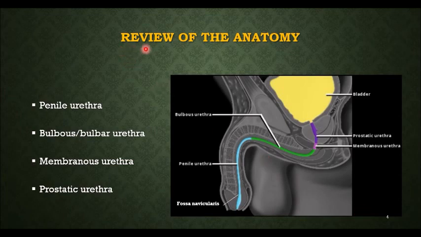This is a review of the anatomy. We have primarily four parts of the urethra. We have the penile urethra, the bulbar or bulbous urethra, the membranous urethra, and the prostatic urethra, and here we have the urinary bladder. Most anteriorly in the penile urethra, we have the fossa navicularis, where we dilate our Foley catheter so that we may push the contrast medium and perform retrograde filling of the bladder.